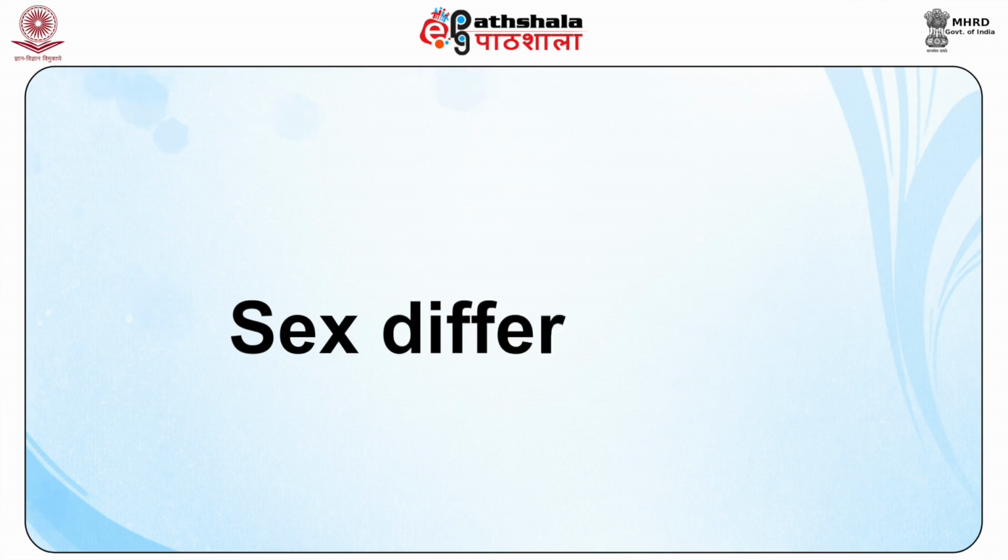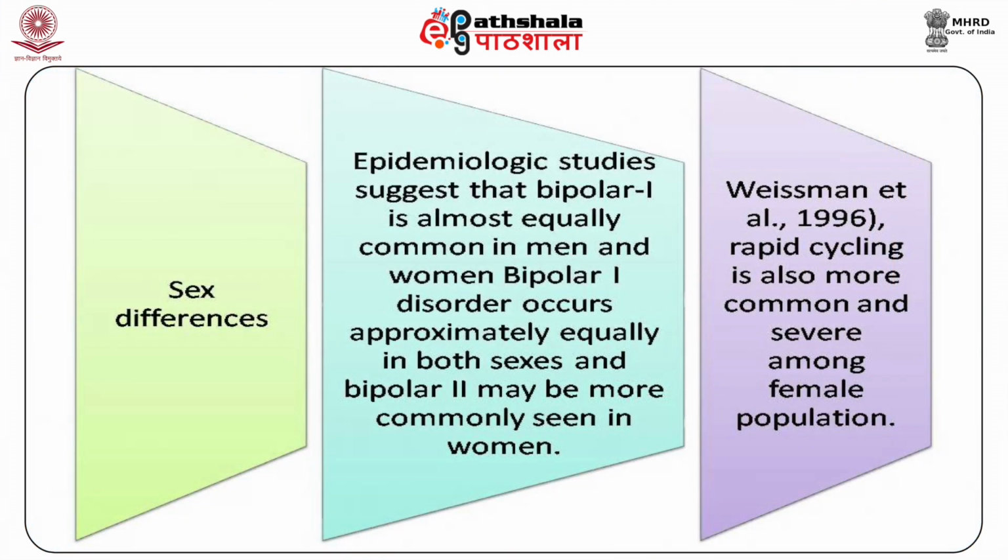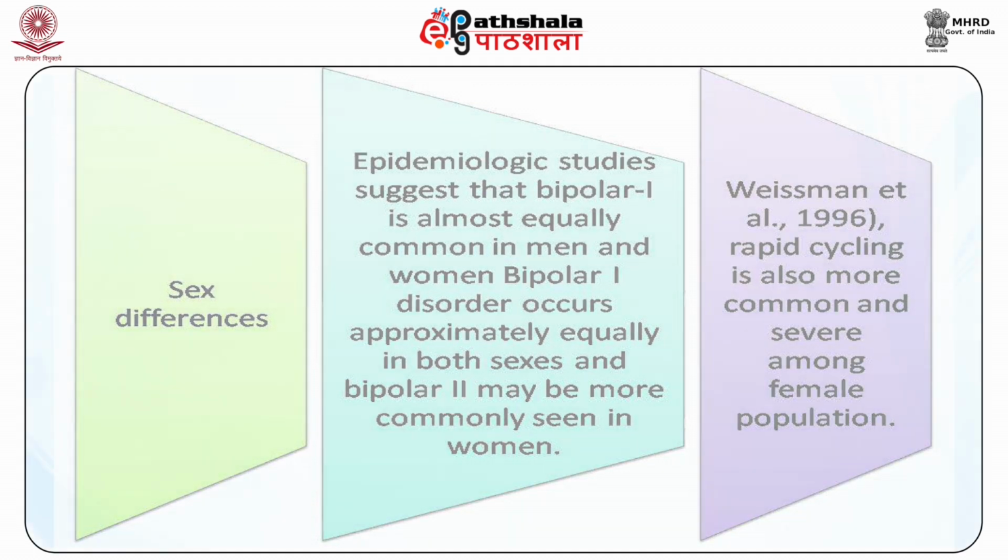Sex differences. Epidemiologic studies suggest that bipolar 1 is almost equally common in men and women. Bipolar 1 disorder occurs approximately equally in both genders, and bipolar 2 may be more commonly seen in women. Rapid cycling is more common and severe among female population.